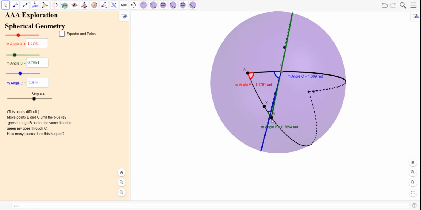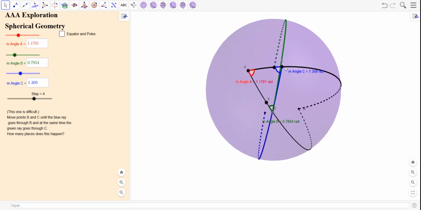It's going to take me a while to get even close to getting these to match up. Oh, we're getting close. I probably can't get it exactly, but that's pretty close. Not quite there, but we're pretty close. But can you see that it's likely that there's only one possibility here? We're close to it right there.